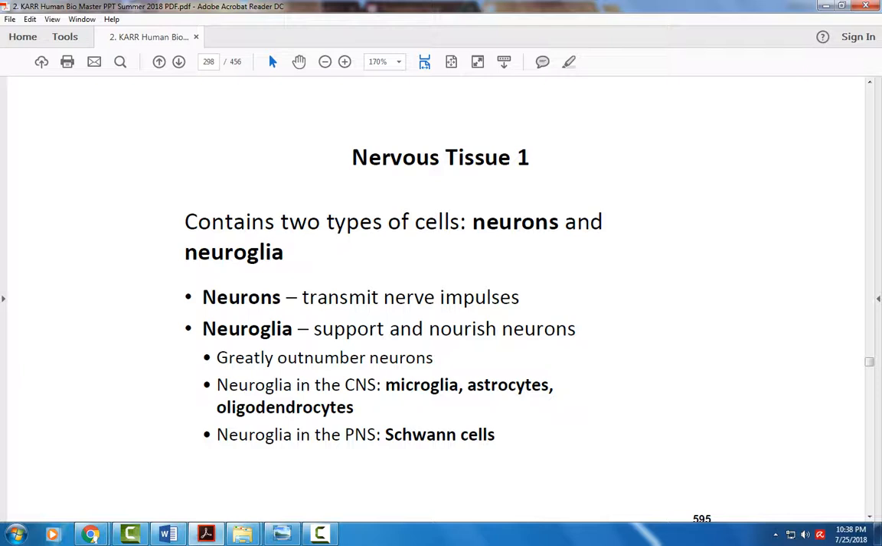So these are called microglia, astrocytes, and oligodendrocytes, and in the peripheral nervous system are Schwann cells. So these four different cells are examples of neuroglia, which don't transmit impulses, but they support and nourish nervous tissue, and they function to protect neurons in one way or another, and we'll talk about those in a little bit.